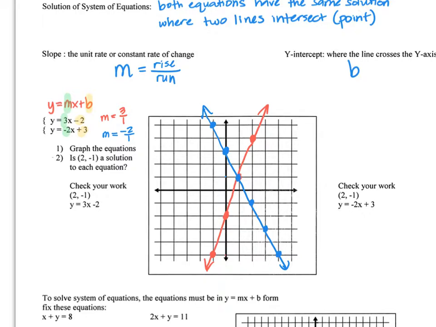So our solution, it looks like, is that point that we have where they intersect. It's this point right here. It is the point 1, 1. That's our answer.